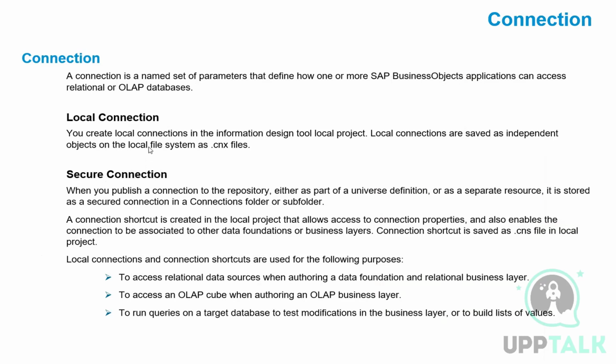So it is always recommended to create a connection locally. If you are thinking of publishing the universe to the repository and consuming it for Web Intelligence, you definitely need to publish it to a repository. For that connection, we can right click and publish to that secure connection. Local connections and connection shortcuts are used for the following purposes.